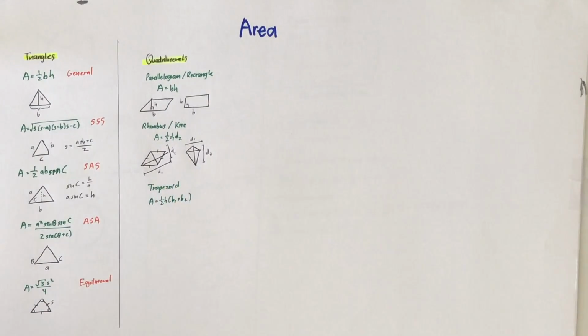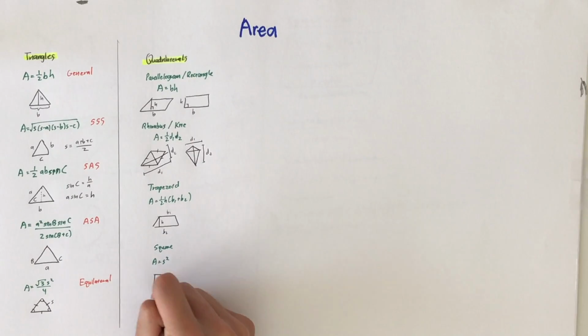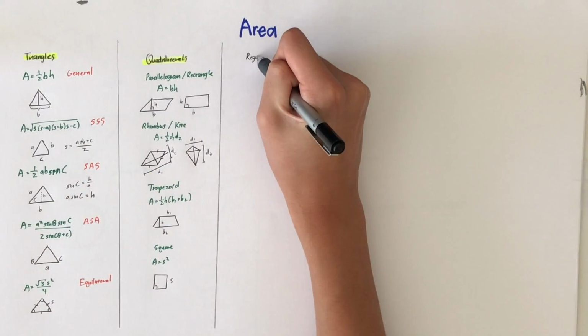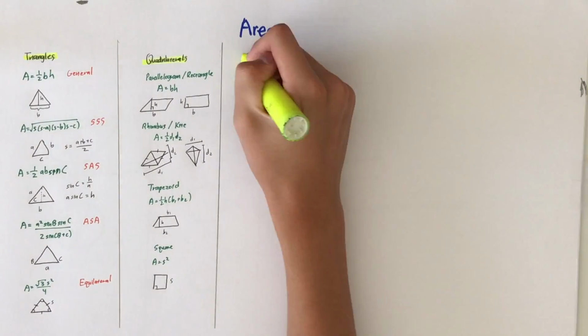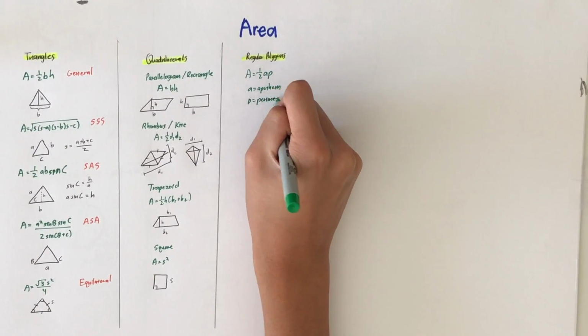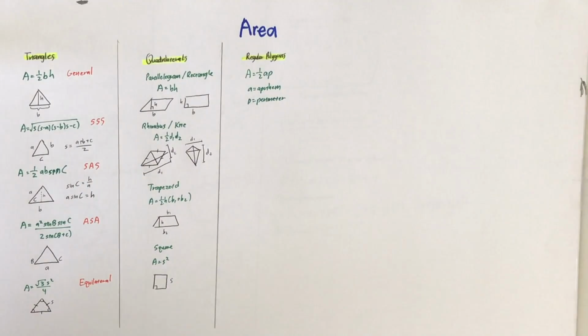The area of a trapezoid is 1/2 times height times base 1 plus base 2, and the area of a square is s squared, or the side squared. The area of a regular polygon is equal to 1/2 times a times p, where a is the apothem and p is the perimeter. So, first of all, a regular polygon has some special measurements.